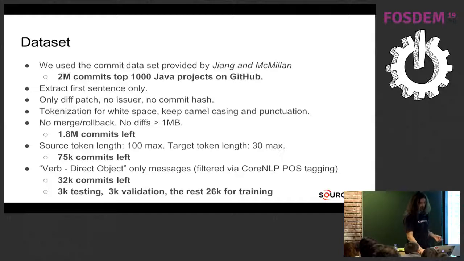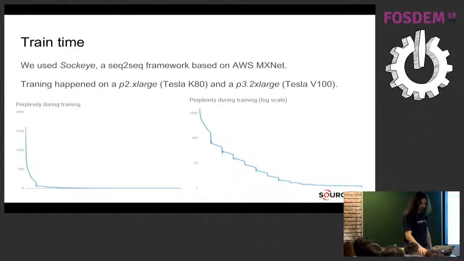And so we were left with 32,000 commits split in 3 different sets. The biggest for training, then one for validation during the training, and one for validation after training was done, to prevent peeking.